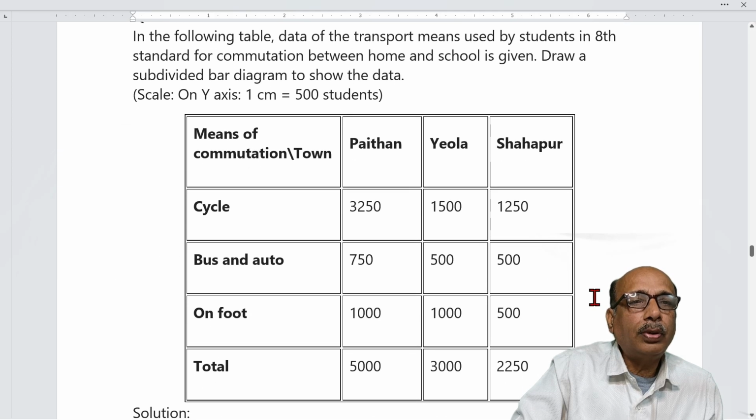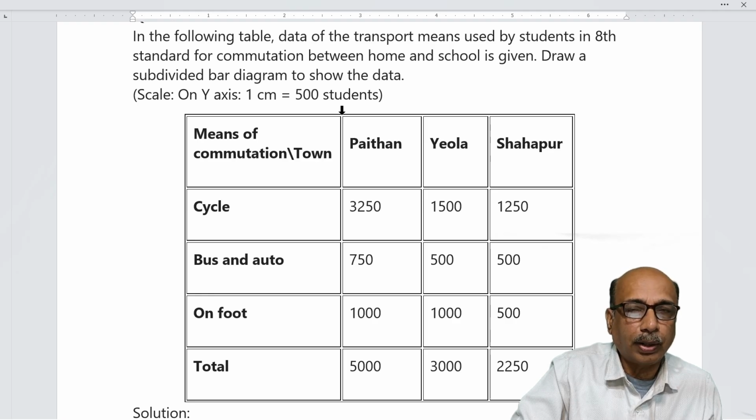Question number 4. In the following table, data of the transport means used by students of the 8th standard for communication between home and school is given. Draw a subdivided bar diagram to show the data. Scale on the y-axis: 1 centimeter equals 500 students. Here if it is given, you have to take that only. Otherwise, you can take your own, whatever is convenient for you.